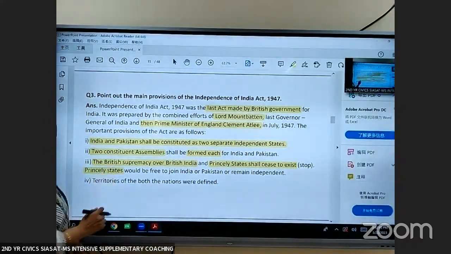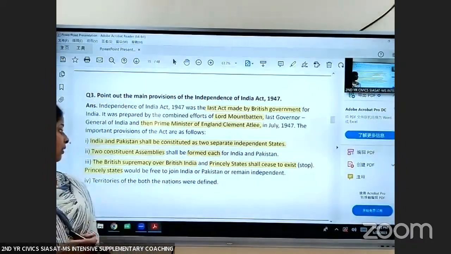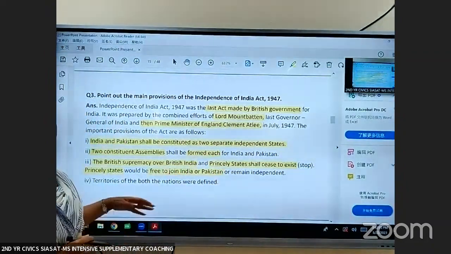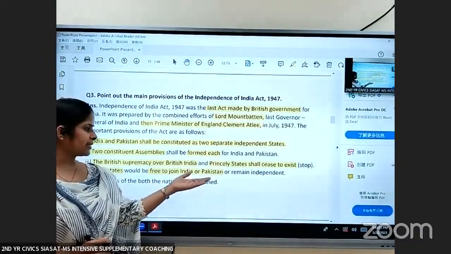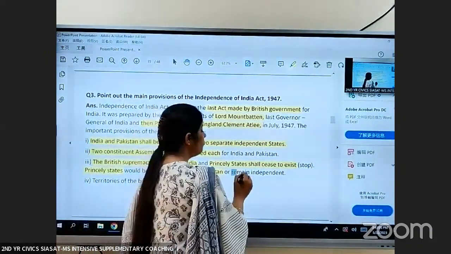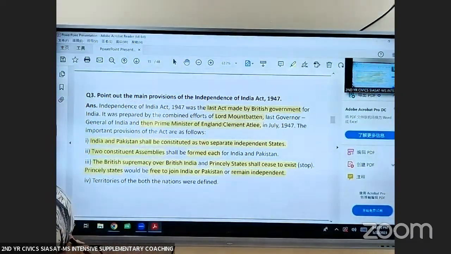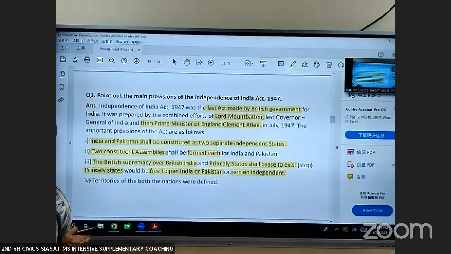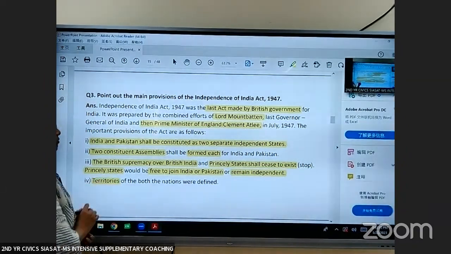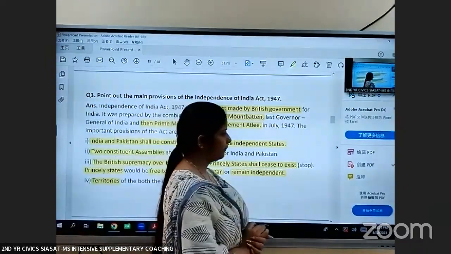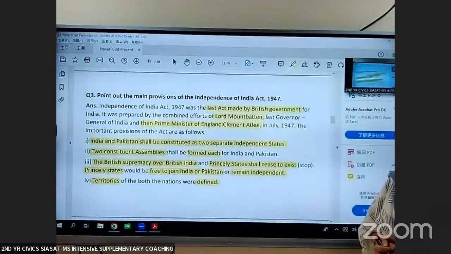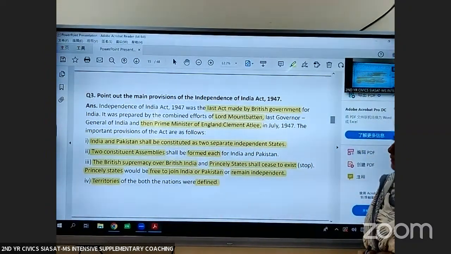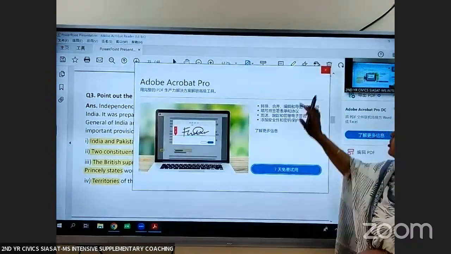Princely states like Hyderabad, Gwalior, Mysore and Kashmir were free to join India or Pakistan, or to remain independent if they wanted. Britishers would not have any control over any princely state or any part of the country. And through this act, the territories, that is the boundaries, of both nations were defined. These were some of the important provisions of the Independence Act of 1947.